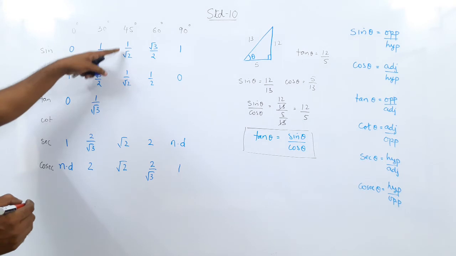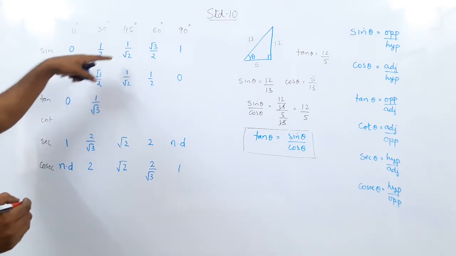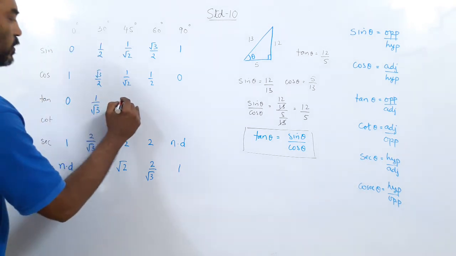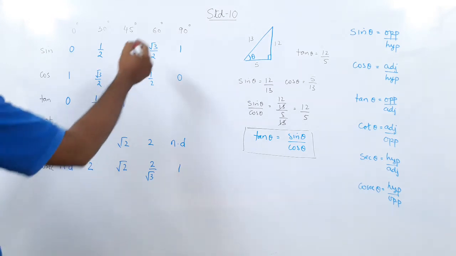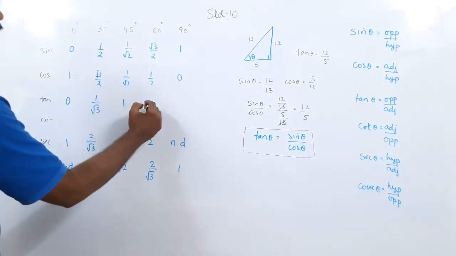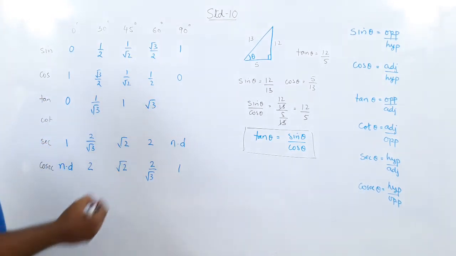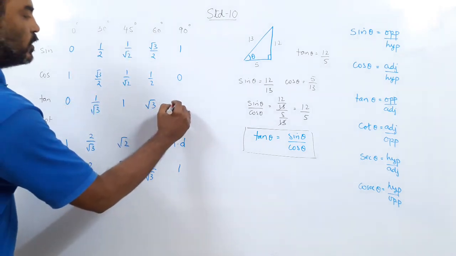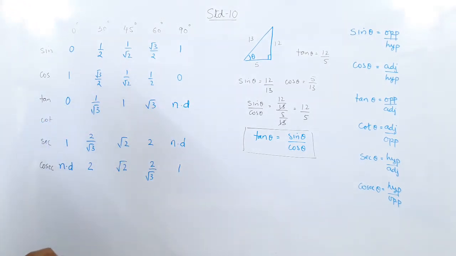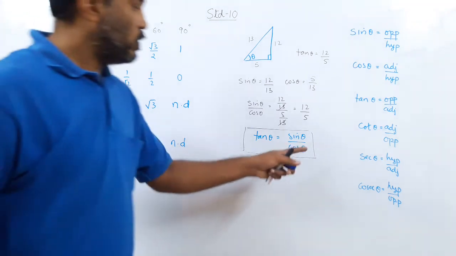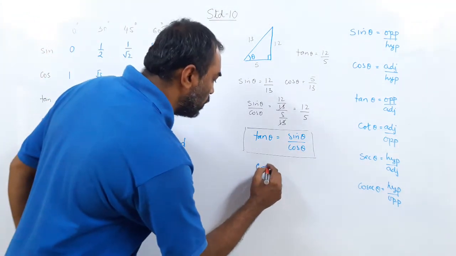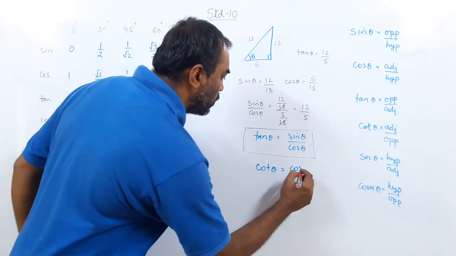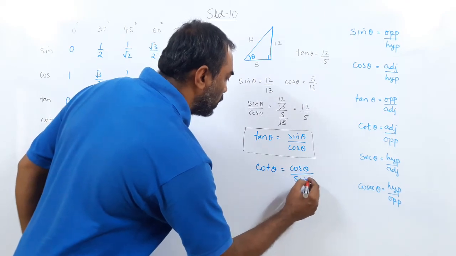Then similarly, 1 upon root 2 by 1 upon root 2, root 2 gets cut, 1 upon 1 gives me 1. Sine upon cos, the 2 gets cut, root 3 upon 1 gives me root 3. And 1 upon 0 will be not defined. And so similarly, what have we got for cot theta? Cot theta is cos theta upon sin theta.